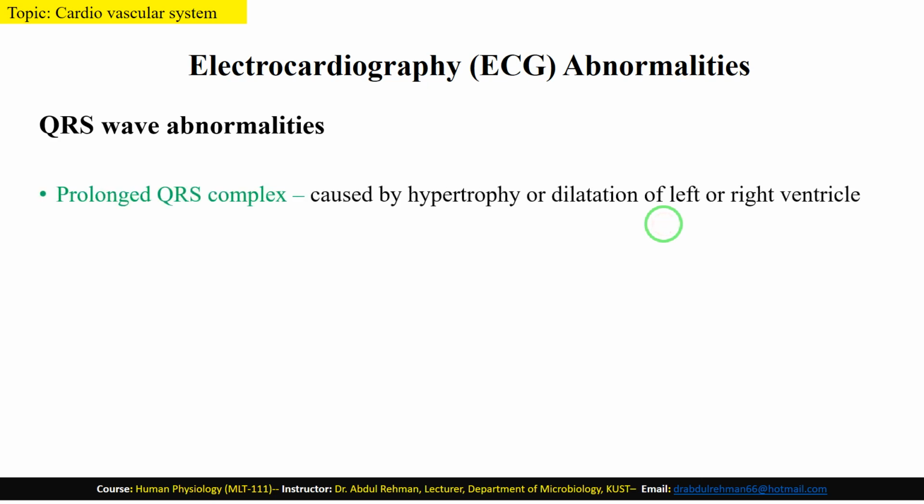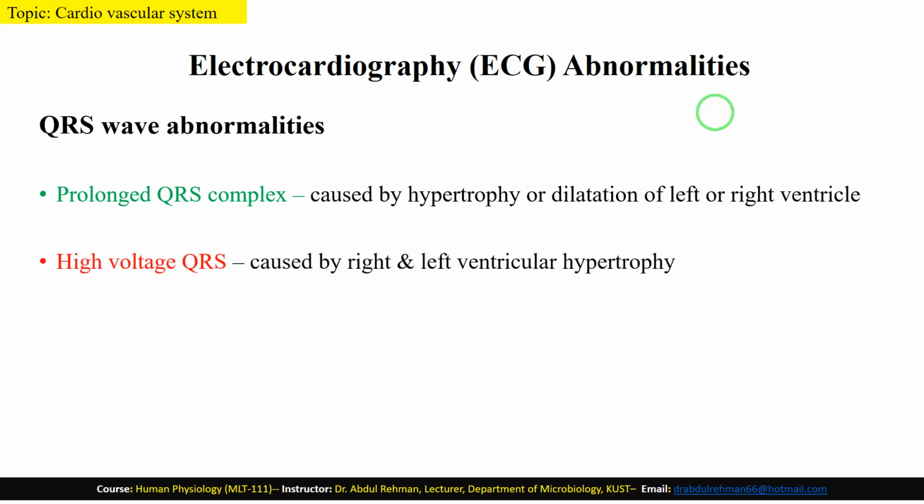Whenever the size or mass of the atrium becomes enlarged, then such tall and peaked P waves are observed. The next abnormality is observed in QRS waves, like a prolonged QRS complex. It means that the ventricle muscle becomes enlarged and takes more time to contract. It is caused by hypertrophy or dilation of the left or right ventricle. Then another abnormality is high voltage QRS. Again, high voltage represents that there is hypertrophy in the ventricle, so that's why they take more voltage.